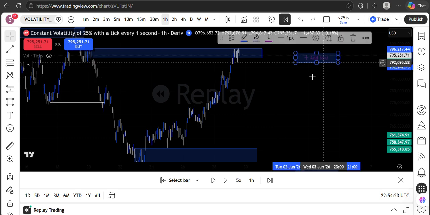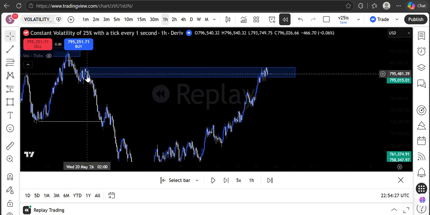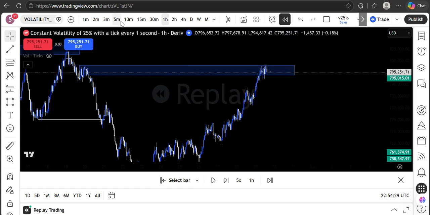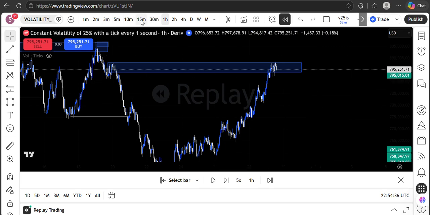We can take this out. So now price has mitigated our order block in the 1 hour time frame. So now let's go down to our 5 minutes time frame. Now when it comes to our confirmation entry, you can find that in the 15 minutes time frame, in the 10 minutes time frame, and also in the 5 minutes time frame. It depends on what you see the market doing.